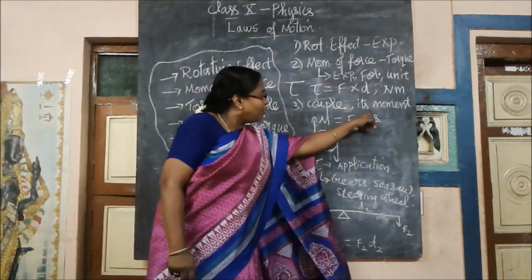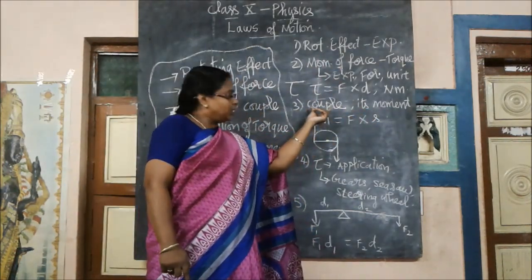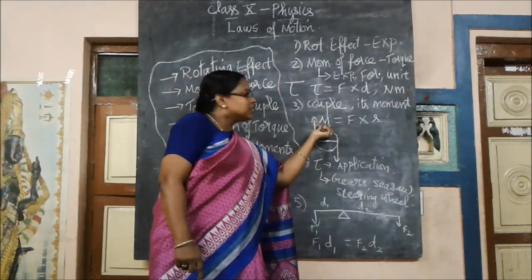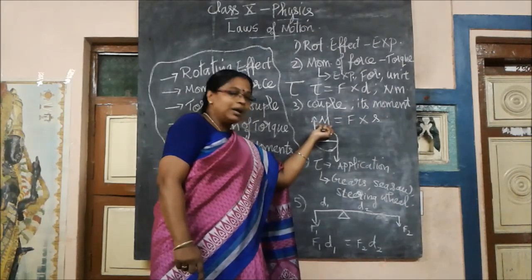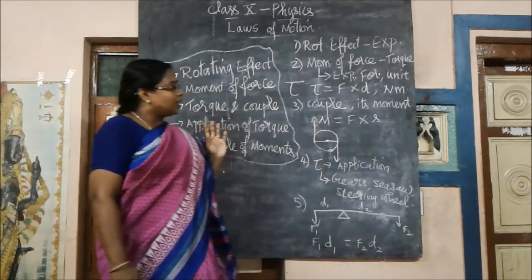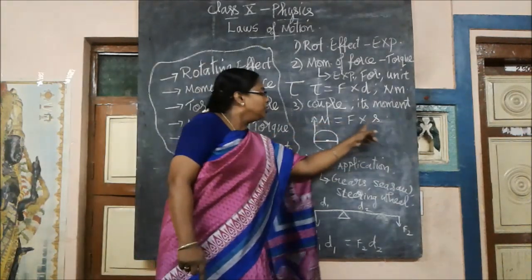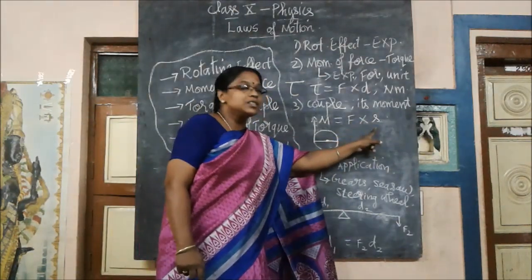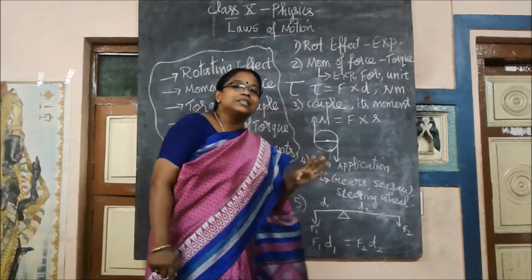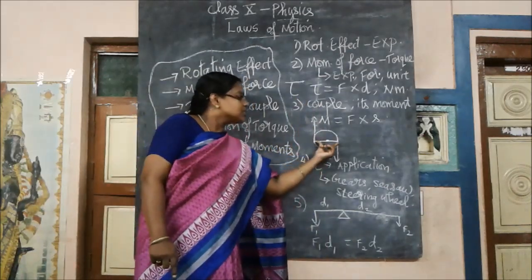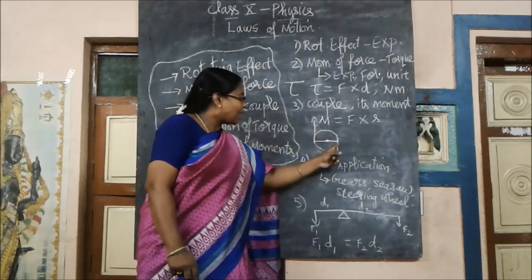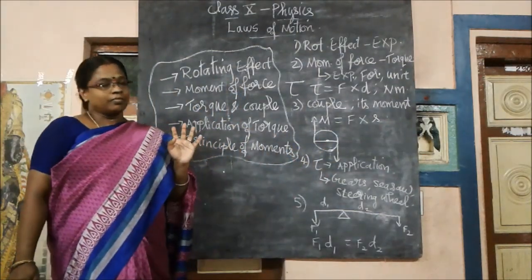Here, the moment of couple that we are seeing is represented by the letter M, and it is mathematically expressed as force into distance, right? But here that distance is taken as S. What is that distance? That distance is the perpendicular distance between the lines of action of the forces.